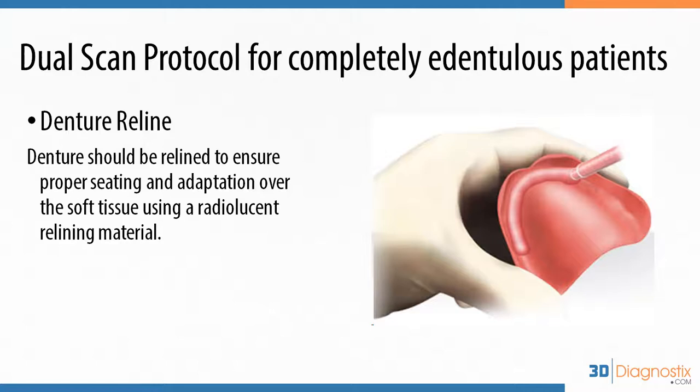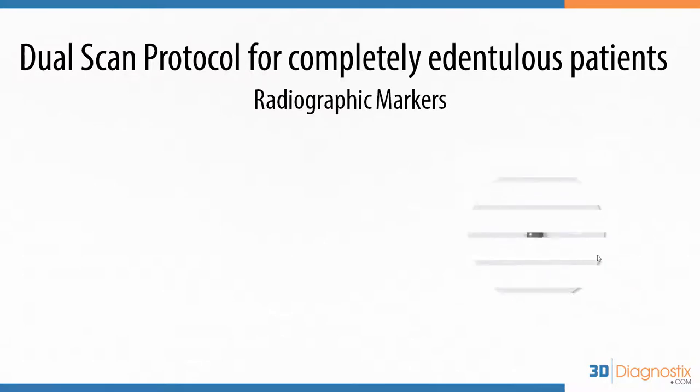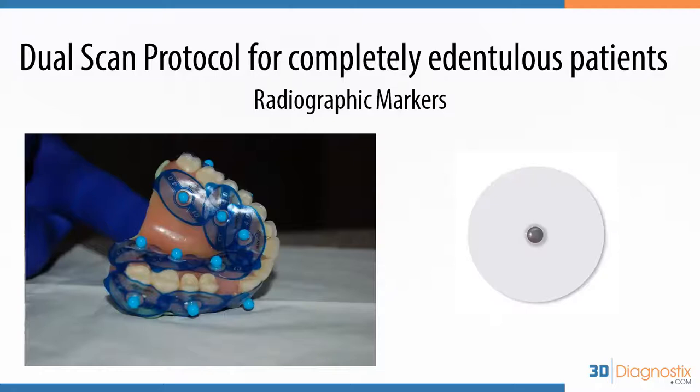After you prepare the denture and you want to use it as your scanning appliance, you would be then sticking radiographic markers on the denture. These are called glass beads or fiducial markers, and these will be our reference for registration. As we can notice here, 4 to 6 markers are stuck on the palatal aspect, 4 to 6 on the buccal aspect, and these would be enough for our registration procedure.